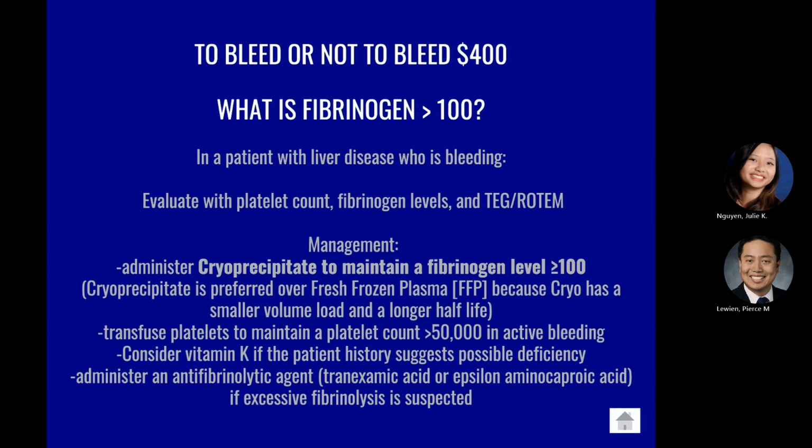I think that's also the difference between FFP and cryo: FFP comes in a larger volume as opposed to cryo, and most of your liver patients are already hypervolemic, so we are trying to avoid that. In your actively bleeding liver patients, we would like their platelets to be above 50,000 as well. Then you can consider vitamin K if you suspect vitamin K deficiency, or consider an anti-fibrinolytic agent like tranexamic acid or aminocaproic acid.